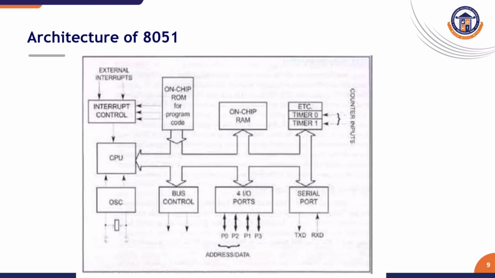So this is the architecture of the 8051 microcontroller. It consists of bus control, 4 I/O ports, serial ports for transmission and reception, timer 0 and 1, on-chip RAM, on-chip ROM for program code, interrupt controllers, CPU, oscillators and etc.